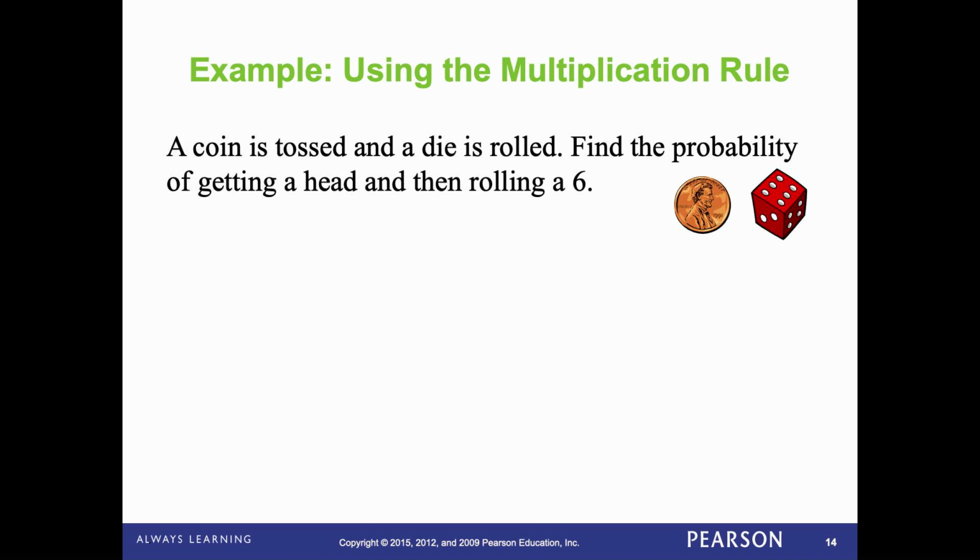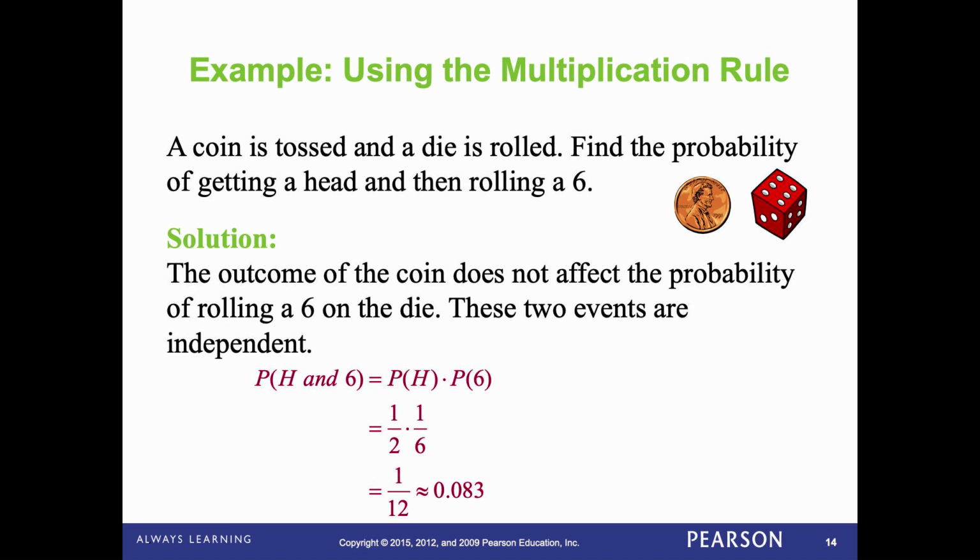Here's another example. A coin is tossed and a die is rolled. Find the probability of getting a heads and then rolling a 6. These two events are independent. So the probability of getting a head is 1/2. The probability of rolling a 6 is 1/6. You multiply them together and you get 1/12, which is 8.3%.